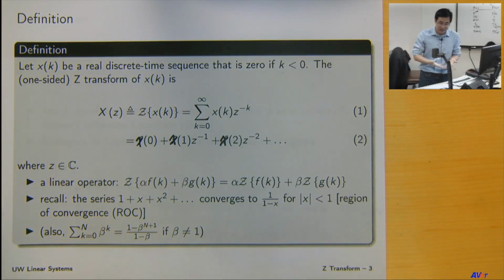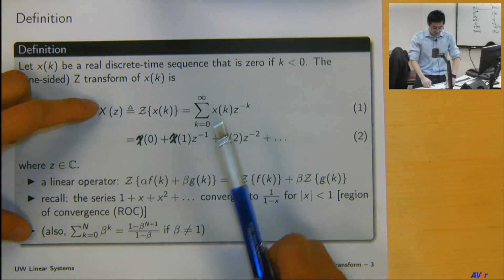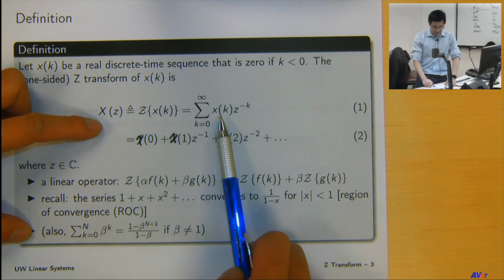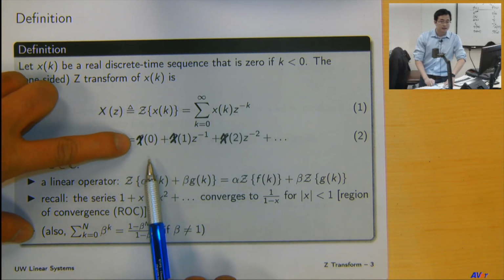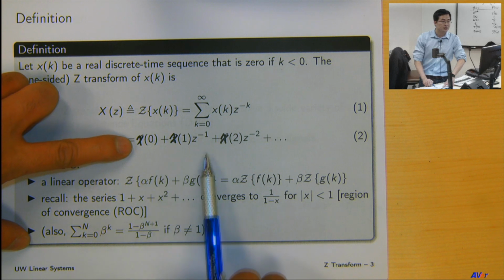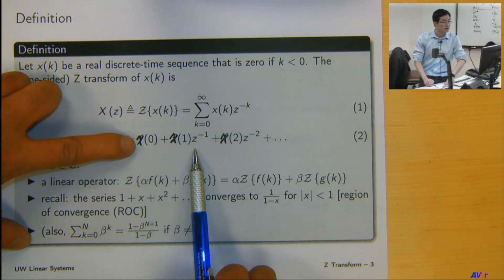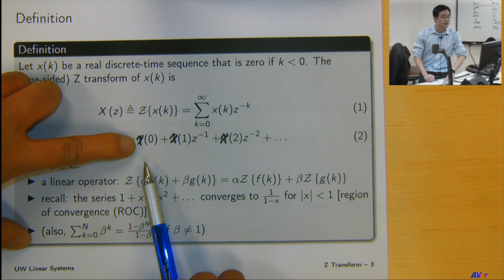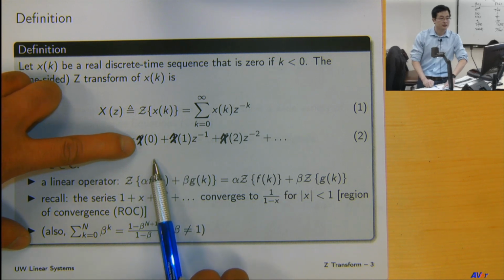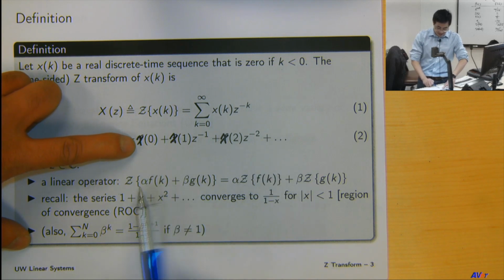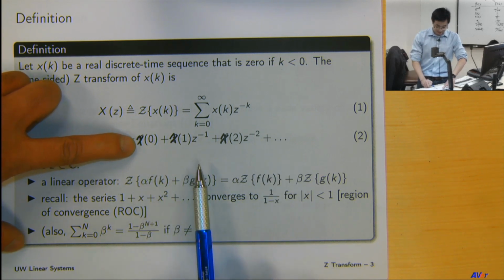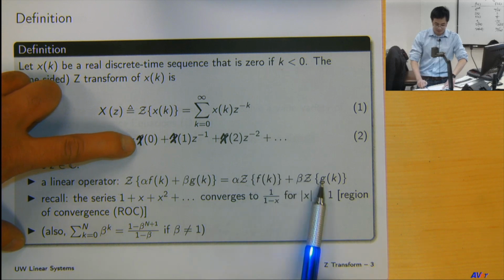And this z is similar to s in the s domain, so they are both complex numbers. The same as the Laplace transform, because this is just summing up or multiplying the time domain signals by some terms. So it's a linear combination of the time sequence x. And because of that, it is a linear operator.